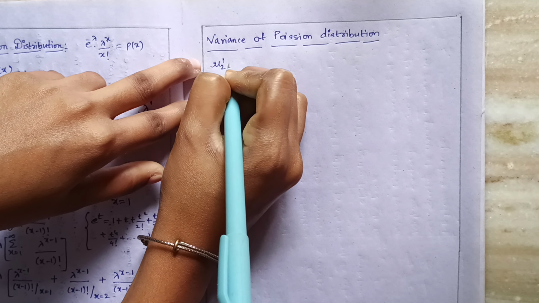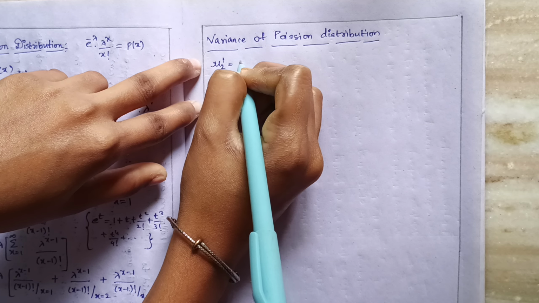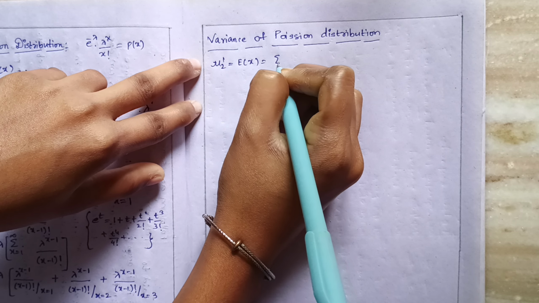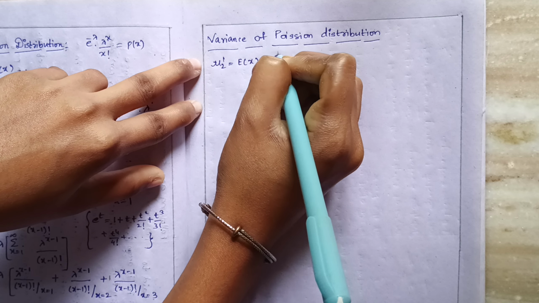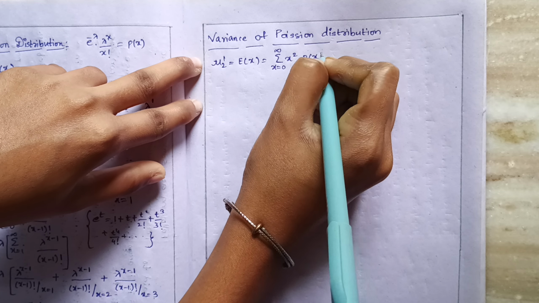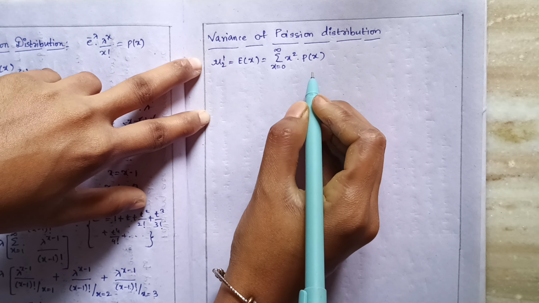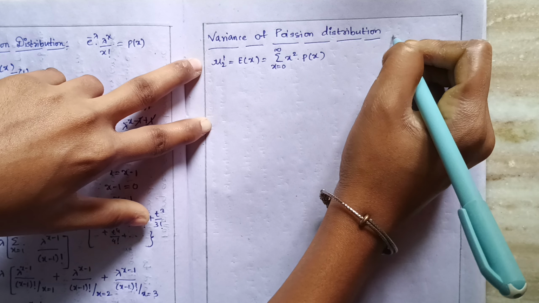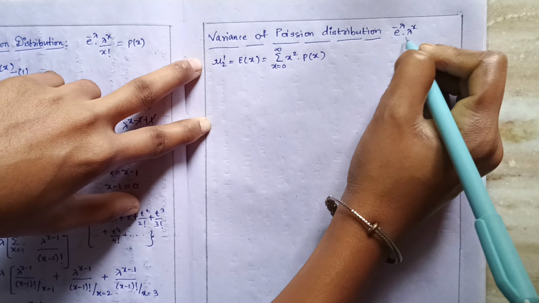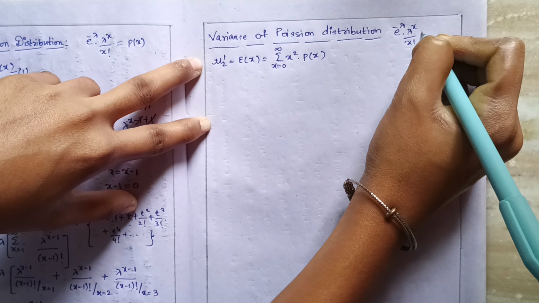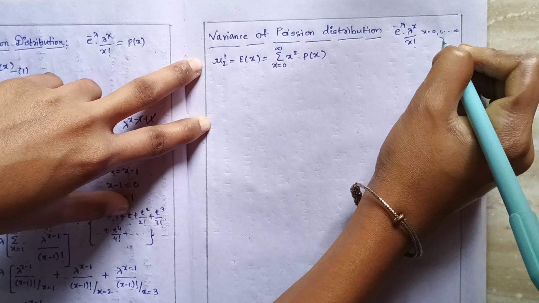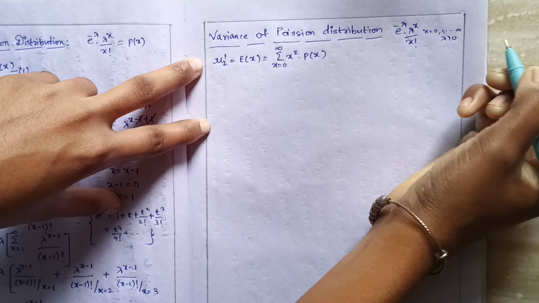Therefore, mu2 dash is equals to expectation of x square is equals to summation x is equals to 0 to infinity x square into p of x. We know the PMF of Poisson distribution, which is nothing but e to the power of minus lambda into lambda to the power of x by x factorial, where x takes the values from 0, 1 and so on up to infinity, where lambda should be greater than 0.